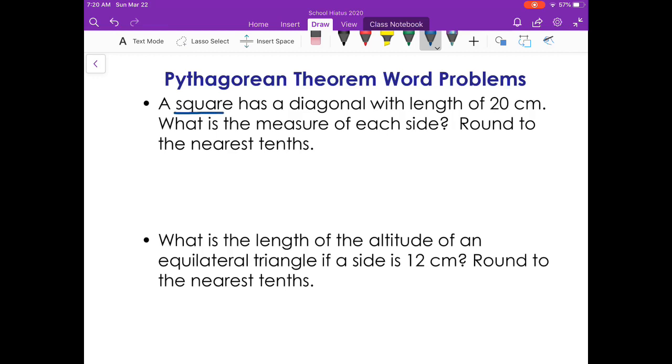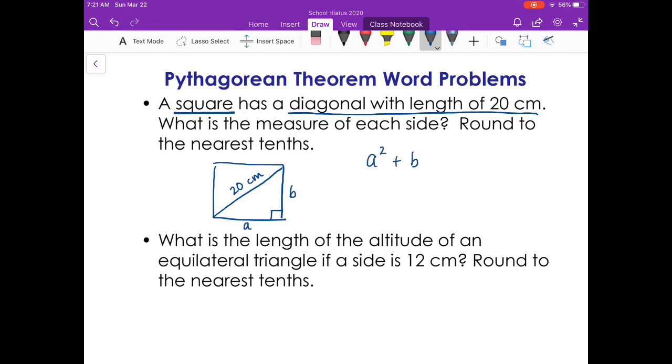Drawing a picture is helpful with these problems. We're going to draw a square, which means all of the sides are congruent and all of the angles are right angles, or 90 degrees, and it has a diagonal with length of 20 centimeters. Our goal is to find the measure of each side. We want to use the Pythagorean theorem to solve this problem.